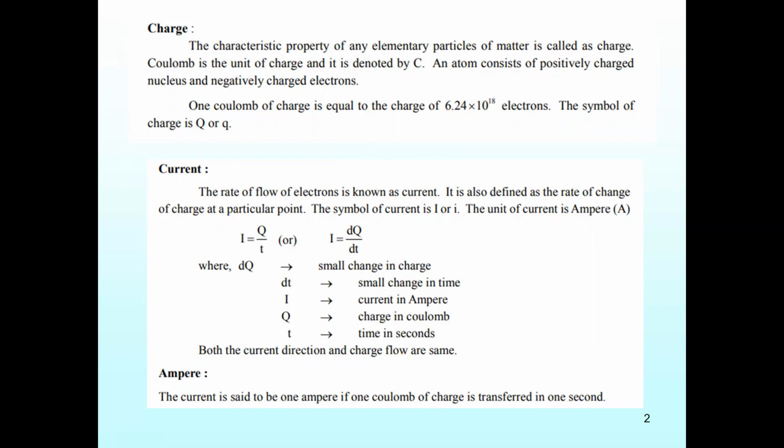And the second one is the current. The rate of flow of electrons is called current. It is denoted by the letter I. The unit of current is ampere. I equals charge with respect to time.